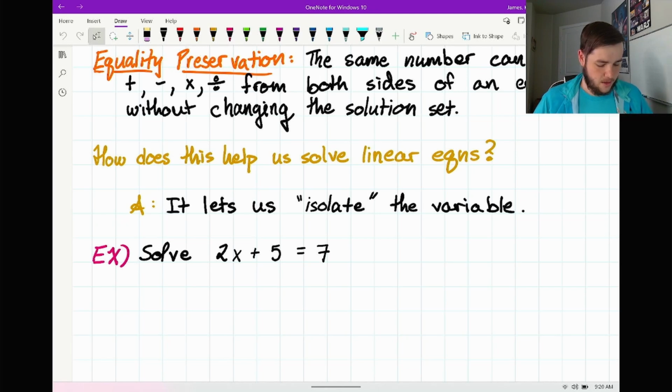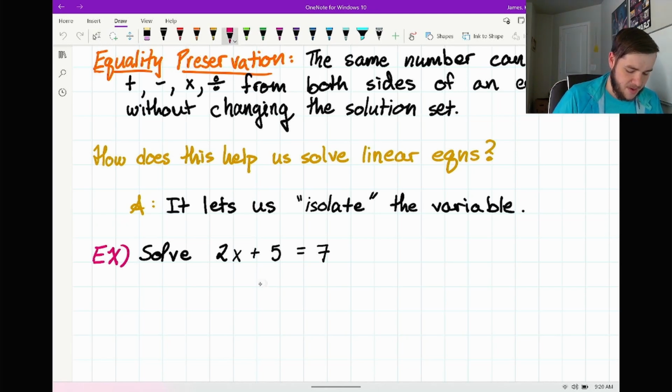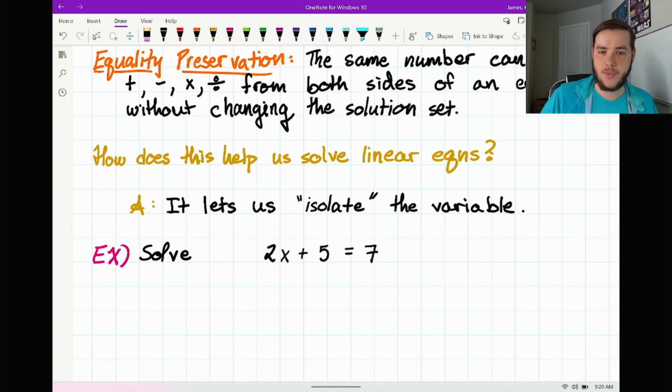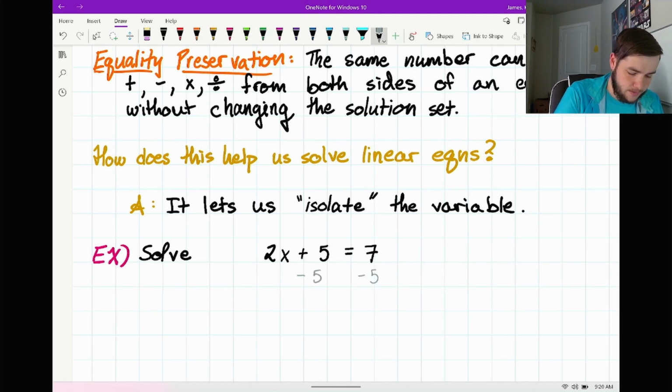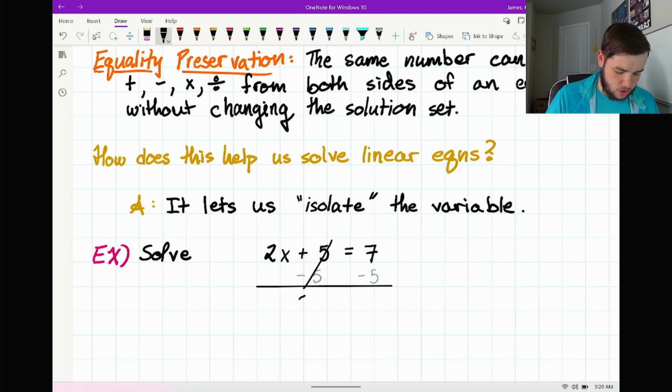Remember, I can use an operation by the same number on both sides of the equation without changing its solution set. First, I notice that I have a plus 5 over here. To get rid of it, I want to use the inverse operation to addition, which happens to be subtraction. So I am going to subtract 5 from both sides. And then what I get is, on the left, these 5s are going to cancel out, and I'll be left with 2x only. On the right side, I can combine like terms, and 7 minus 5 is 2.